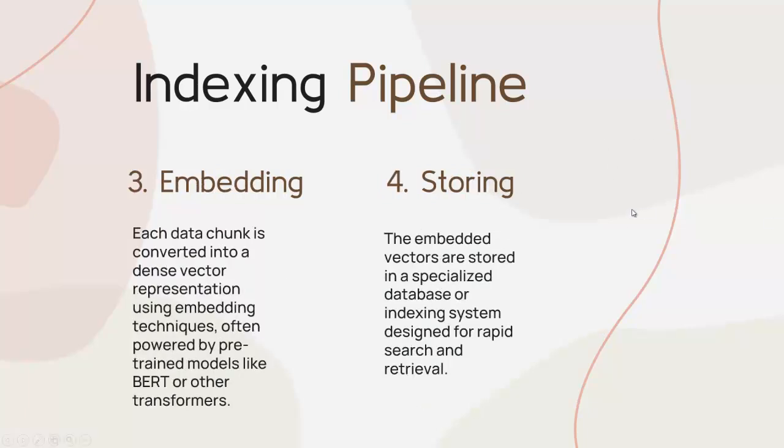Embedding is where the split chunks are converted into a dense vector representation using different embedding techniques such as BERT or other transformers. And fourth, we are going to store all these embedded vectors in a specialized database or indexing system.